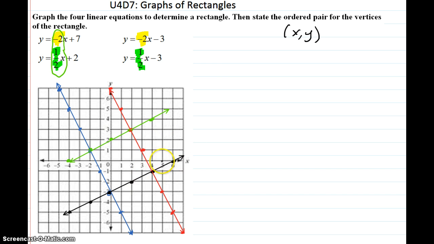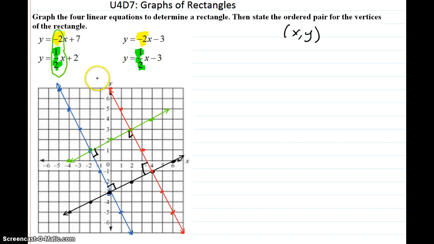Alright, so we have our four lines graphed, and if you look at the lines, the red and blue line are parallel, like we were talking about earlier. The green and black line are parallel. Now if you look at the green and the blue line, they are perpendicular, and so that means that they make a right angle. And so in a rectangle, we have four right angles. And so now it asked us to state where the lines cross.